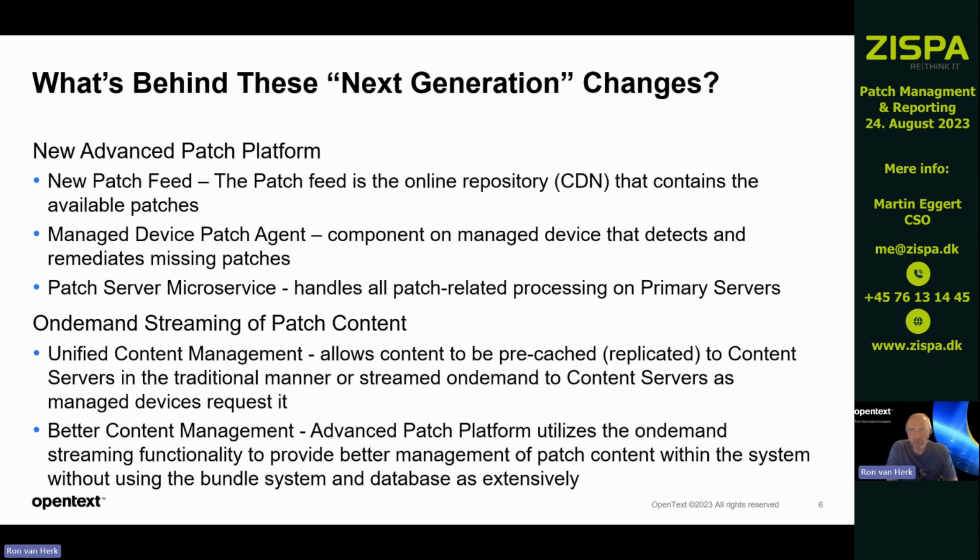Obviously on the server itself, so on the primary server, we have a new service that runs the patch management component. That's a microservice, so that's a Docker container. So that's the components. Underneath, we're now utilizing the on-demand content. You're still able to pre-cache, and we'll have a look at that. So if you've got a new policy generated, you can still say, for the things that are in this patch policy, I already want to download them, so that I'm not waiting for that download until the workstation requests it.